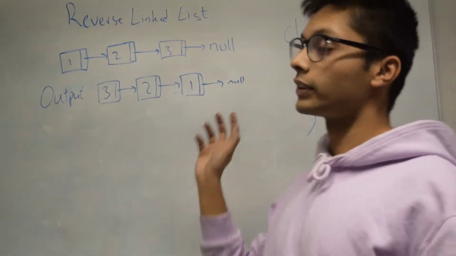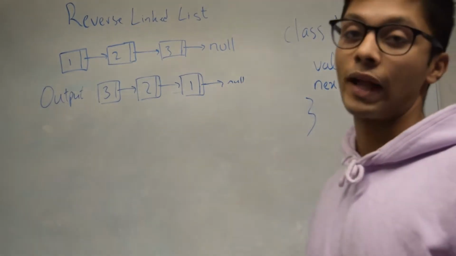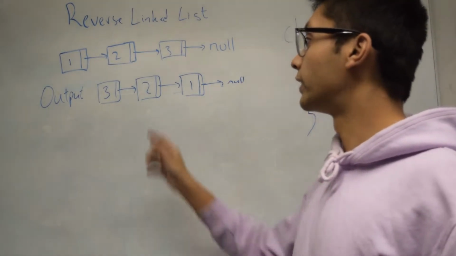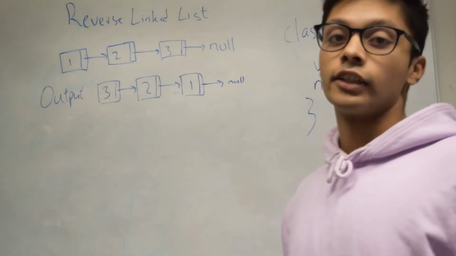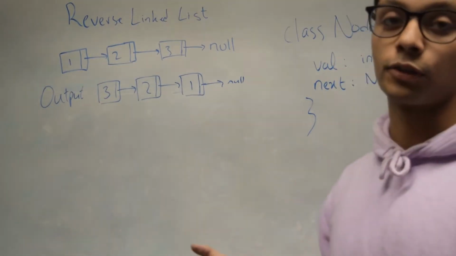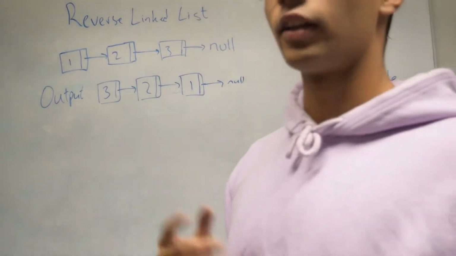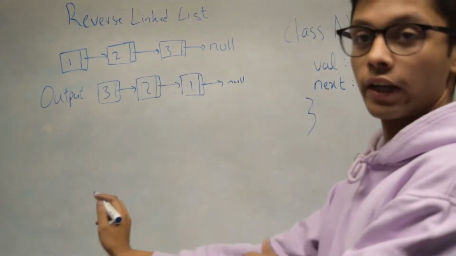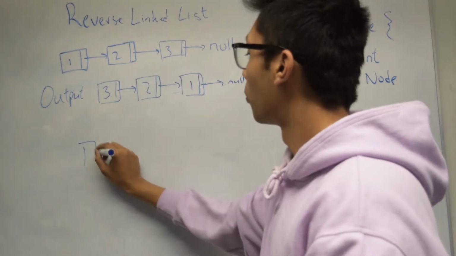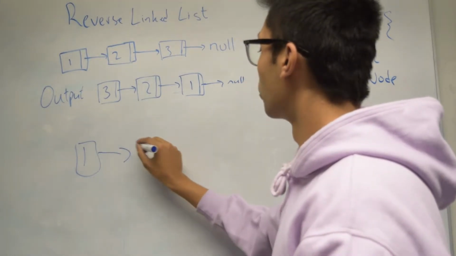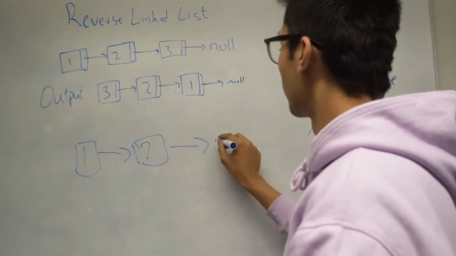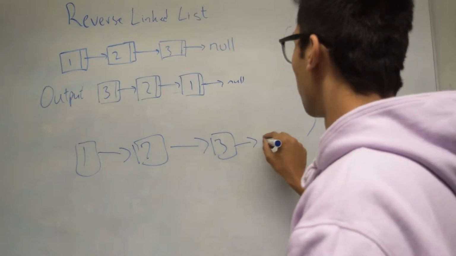So in the reverse linked list problem, it's very self-explanatory. All you need to do is just reverse the list. So in our solution, we're going to tackle this in one pass. If we look at the problem, we are given 1, 2, 3, and then null.